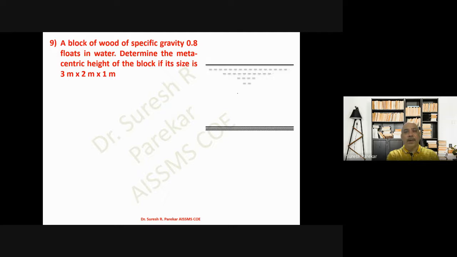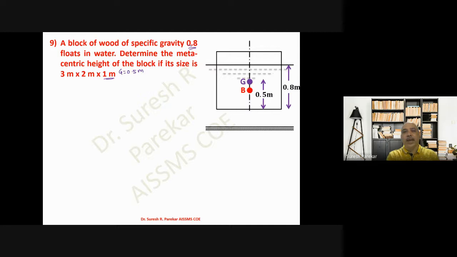Then we will go to the problem number 3. A block of wood of specific gravity 0.8 floats in water. Determine the metacentric height of the block if its size is 3 meter by 2 meter by 1 meter. So now depth is 1 meter. So I have value of G, that is 0.5 meter from bottom. And then we will show this. So we have this is 0.5 meter from bottom, and that is 0.8 meter it will go.